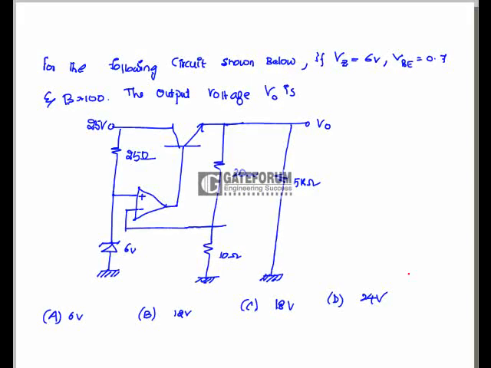In the circuit shown below, VZ equals 6 volts, VBE equals 0.7 volts, and beta equals 100. Find the output voltage V0. Here this is 6 volts, so here also 6 volts. If across 10 is 6 volts, then across 20 is 12 volts. So the complete V0 is going to be 18 volts. That is, option C is correct.